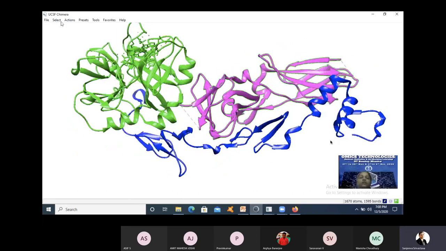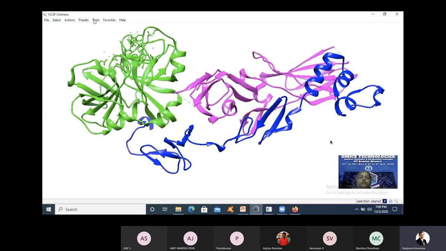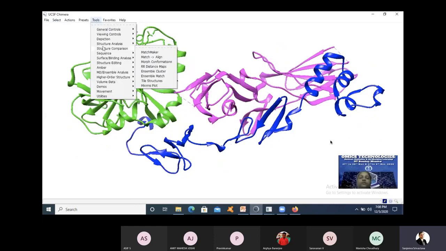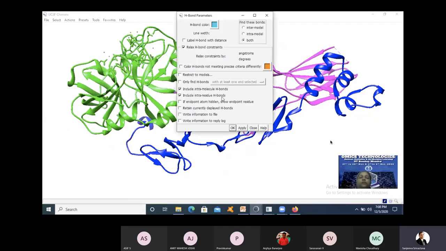The next thing I would want to do is look for some interactions. For that, I'll go to tools, then structure analysis, and say find hydrogen bonds. This will give me an option of choosing whether I want to show intermolecule hydrogen bonds or intra-residue hydrogen bonds. All these options will be there. I'll select intermolecule hydrogen bonds because I'm interested in only the interactions between the chains. So I'll just say apply.